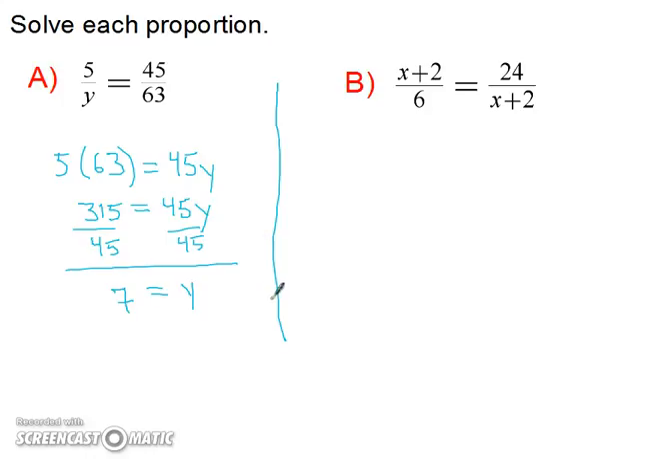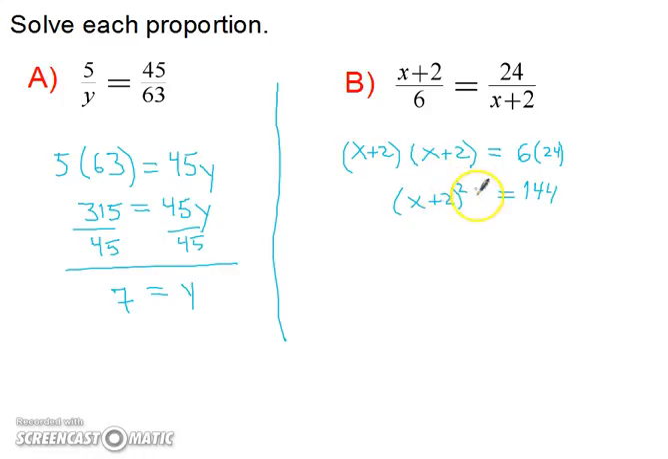Let's look at this next one. This one is a little bit trickier because you have a binomial and another binomial that you're going to be multiplying together. So we have x plus 2 times x plus 2, and that's going to equal 6 times 24. Now, 6 times 24 is 144, and we can rewrite this because we notice that x plus 2 is the same thing as x plus 2, so we can simply write it as x plus 2 squared.